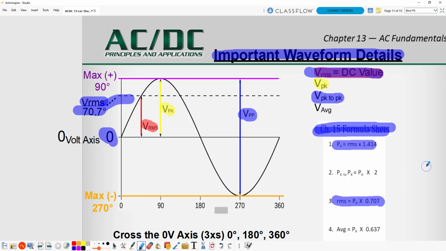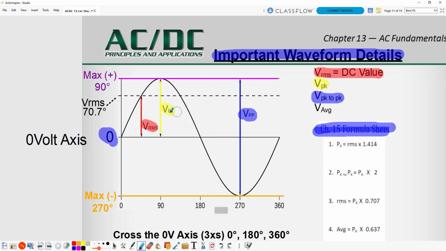So if we look over our waveform some more here, you'll notice in yellow from the 0 volt axis to this peak right here, we call that voltage peak from here to here. From the top of this waveform to the bottom of this waveform, we call that voltage peak to peak. From the bottom to the very top, voltage peak to peak. And here's our voltage RMS. And voltage RMS is the equivalent DC value.